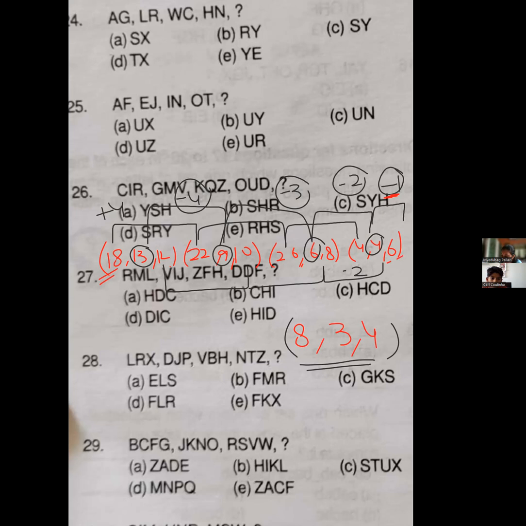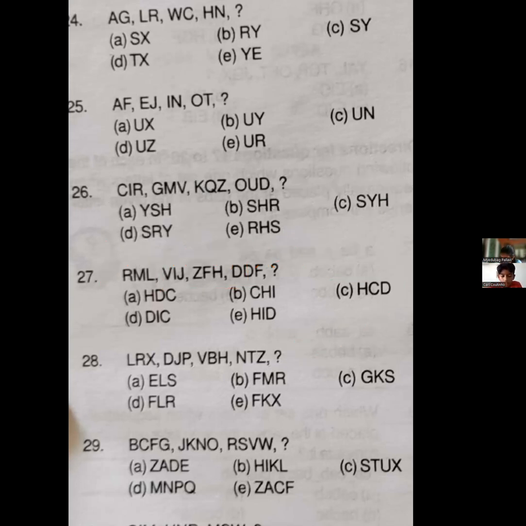For the third series, minus 2 was going in the third series. 12 minus 2, 10. 10 minus 2, 8. 8 minus 2, 6. And then 6 minus 2, I've written here 4. So A, C, D. Yeah, correct. HCD will be the answer for this one. Correct. 28.